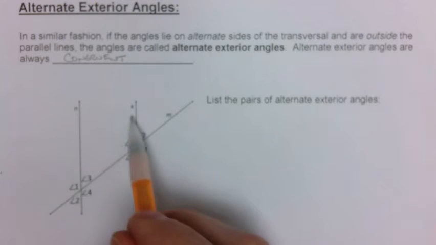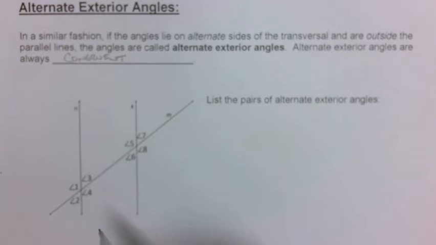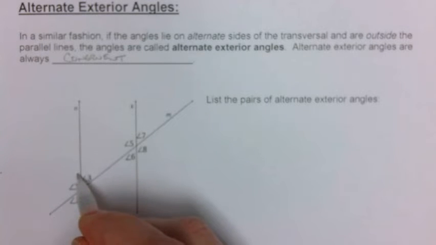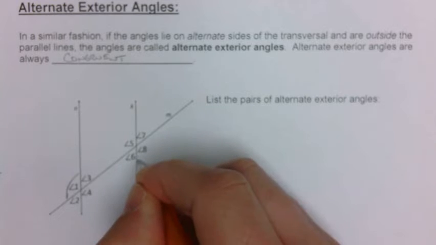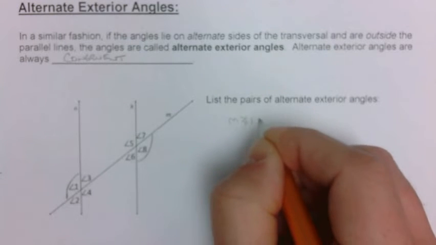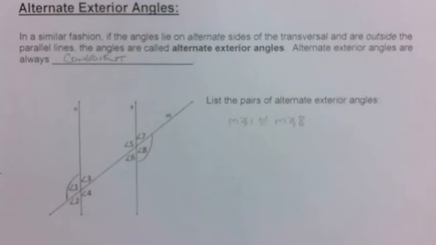So again, N and K are the two parallel lines. Line M is the transversal. And we're only looking at the angles that are on the outside of the parallel lines. That would be angles 1, 2, 7, and 8. If I take a look at angle 1, the angle that is on the outside that is congruent to it on the other side of the transversal is angle number 8. So the measure of angle 1 is congruent to the measure of angle 8 because they are alternate exterior angles.